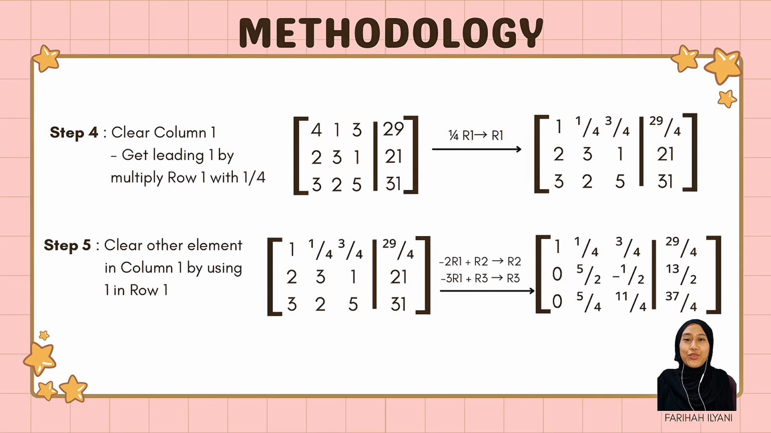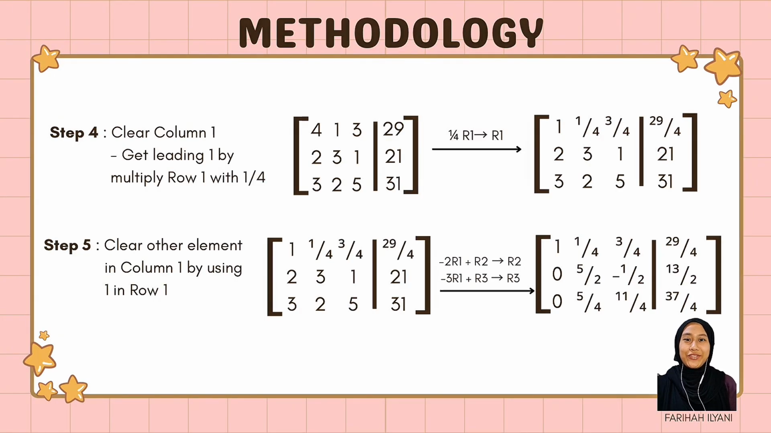Now, let's begin the row reduction process. In step 4, our goal is to clear column 1. To get our first leading one, we multiply the entire first row by 1/4. Once we have that leading one, we move to step 5 to eliminate the remaining elements in column 1.